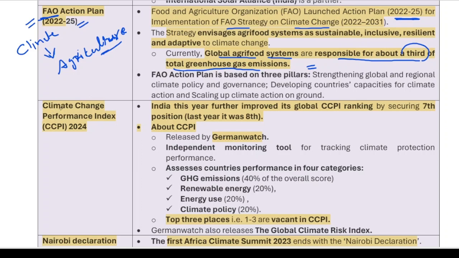The next thing is the Climate Change Performance Index. India has further improved its global rank. The rank of India is 7th; last year it was 8th. It is released by Germanwatch. The top 3 places of this list always remain vacant. Only this much information is sufficient, no need to go in depth.